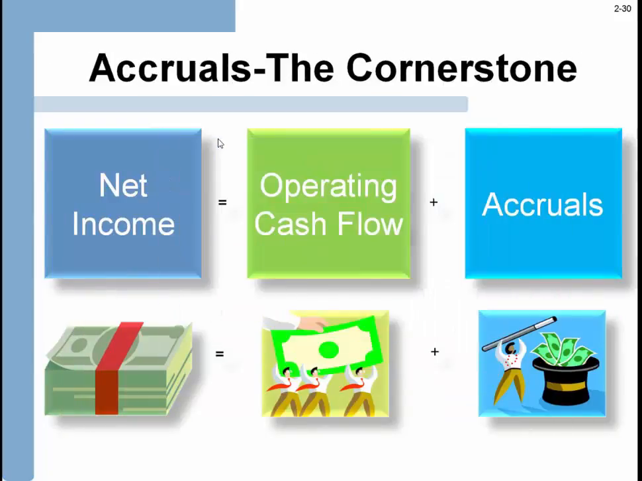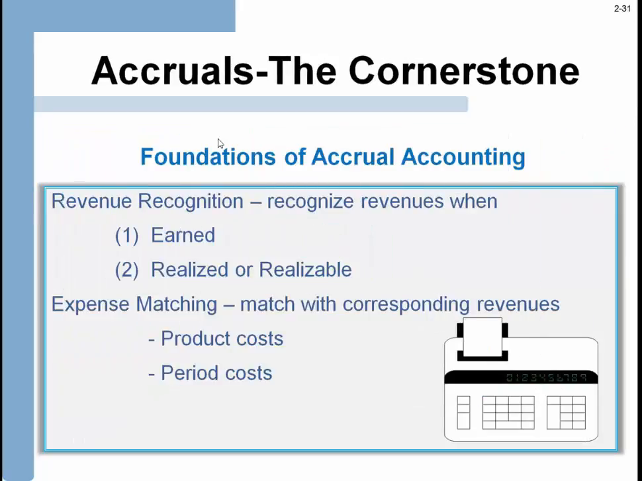Accruals is the cornerstone. Net income is equal to operating cash flows plus accruals. So that's really how you look at the financial statements of a business. The foundations of accrual accounting, we already touched on this. Revenue recognition: earned when it's realized or realizable. For expenses, we want to match the product cost with the revenues and the period cost with the revenues.